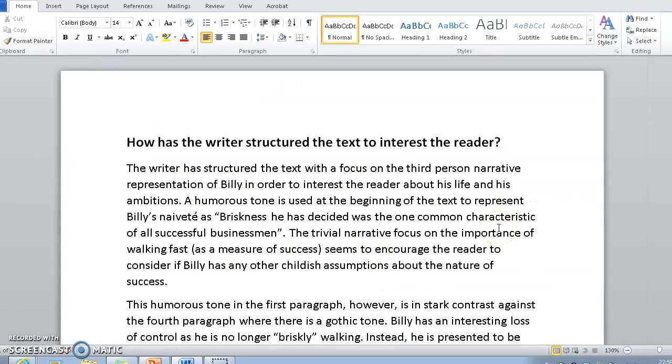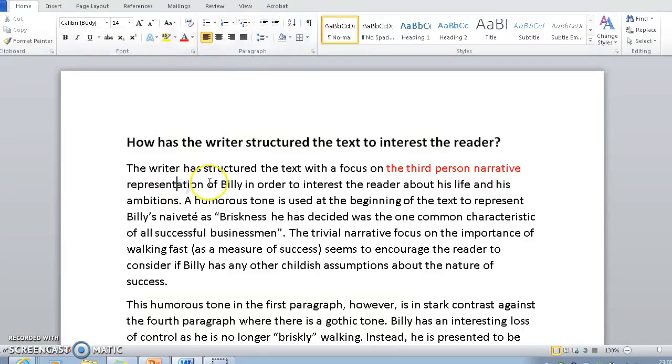The writer has structured the text with a focus on the third-person narrative representation of Billy in order to interest the reader about his life and his ambitions. A humorous tone is used at the beginning of the text to represent Billy's naivety. Now, what I like about this student's work is the student has focused on the beginning of the text, answering the question and looking at structural techniques such as the third-person narrative.